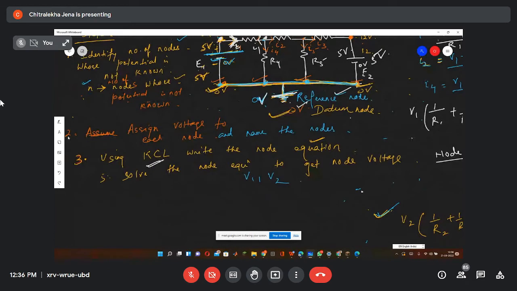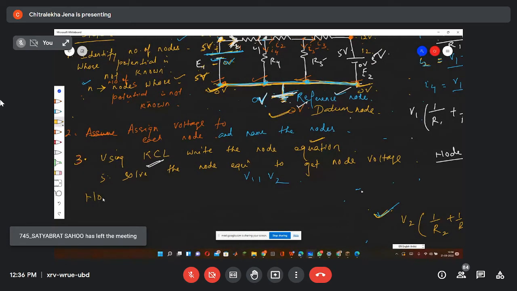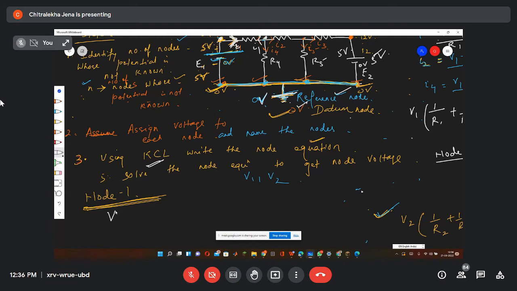When you are writing the equation for node 1, the equation is the product of the potential of that particular node and the sum of the reciprocal of the resistances connected to that particular node, minus the potential of the adjacent node.